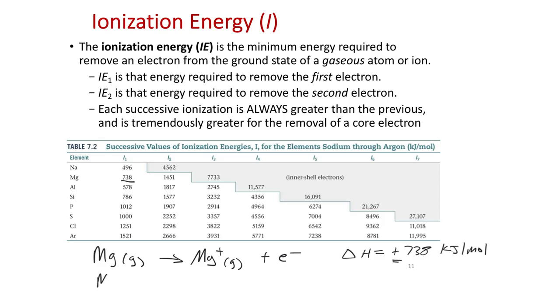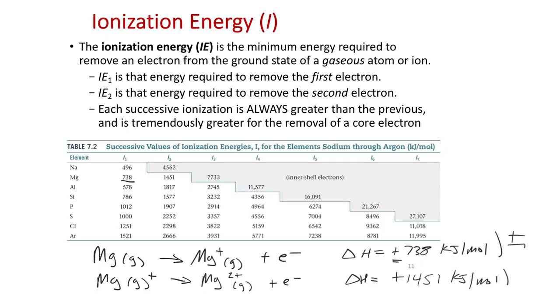If we want to remove a second electron, the I2, the 1451 number listed for magnesium, corresponds to this particular reaction of magnesium plus as a gas going to magnesium 2 plus, still a gas, losing that electron. That's our I2. So the delta H, or the energy of this process, is plus 1,451 kJ per mole. So this is coming from the I1. This is coming from the I2, the second ionization energy.